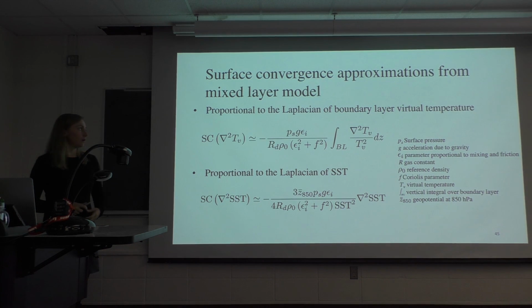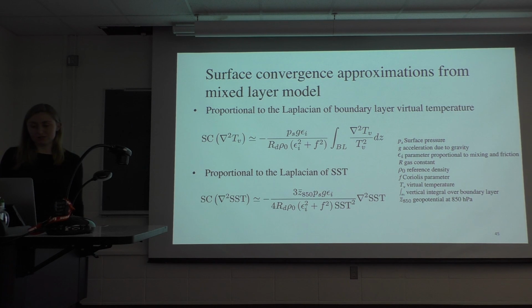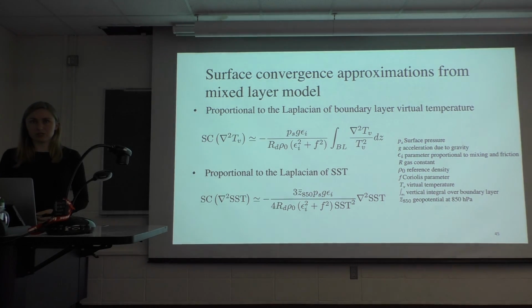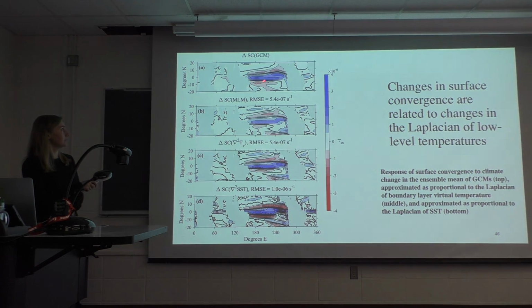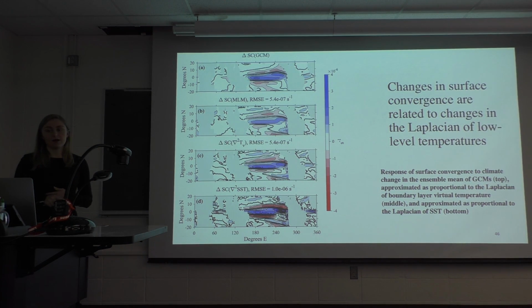And so here are two versions of the same surface convergence approximation. The top, again, is an expression for surface convergence proportional to the Laplacian of boundary layer virtual temperature, and then we have an expression for surface convergence proportional to the Laplacian of SST. And so we apply these to climate change, and let's see how we do. We've seen this already, this is the response of surface convergence to climate change, straight out of the GCMs, an ensemble mean.